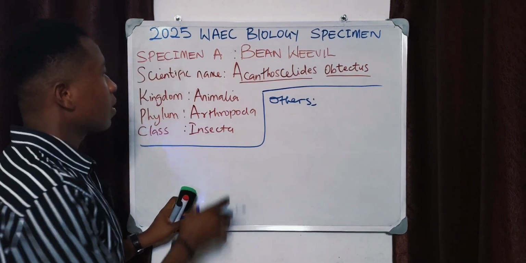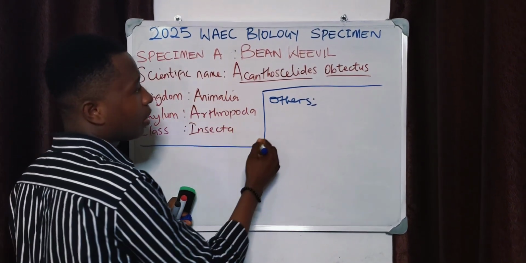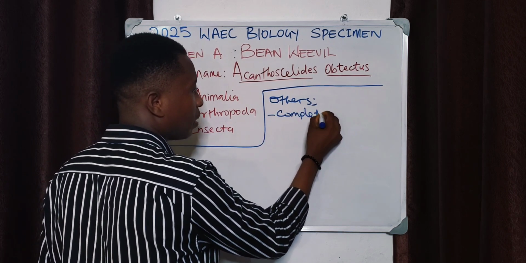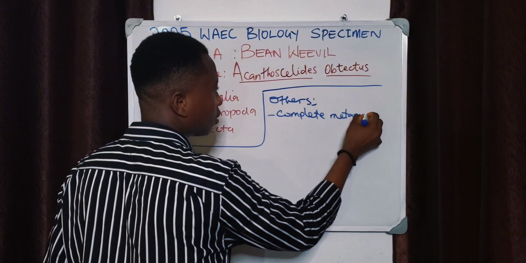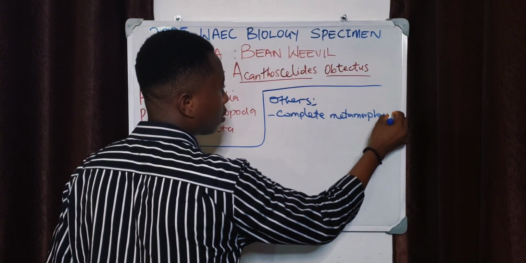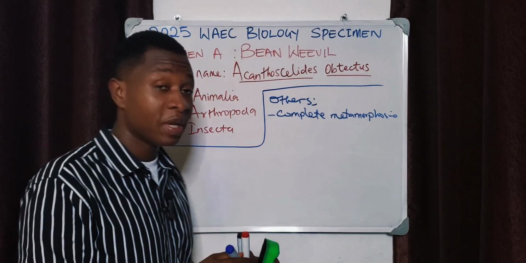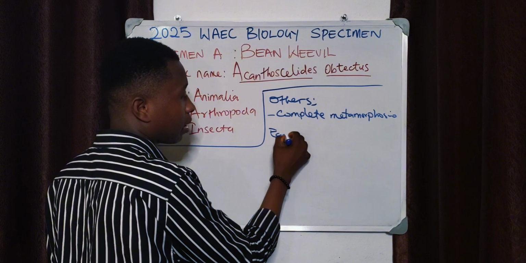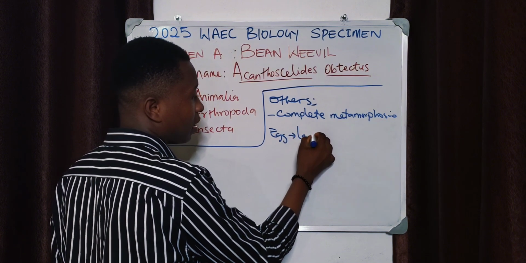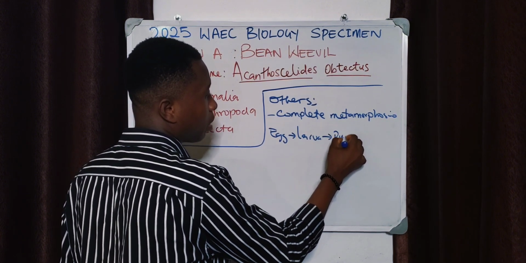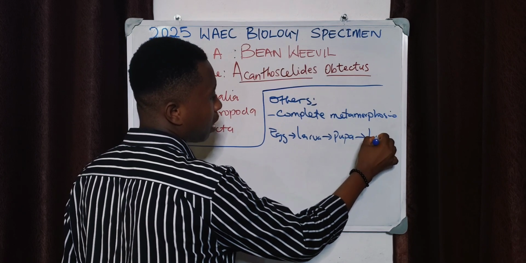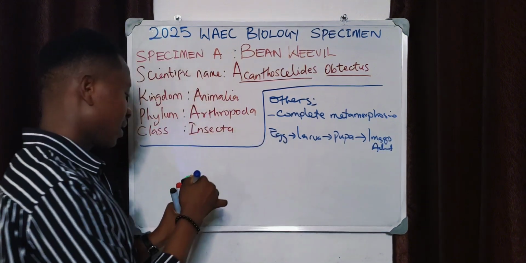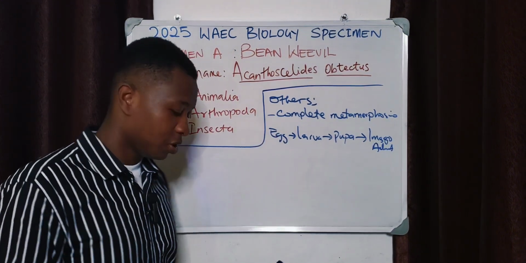And what is that? This particular specimen exhibits complete metamorphosis. So, in case you are asked, it exhibits complete metamorphosis. That means it goes from the egg to larva to pupa and to the imago, or you can say adult. So that's that. This exhibits complete metamorphosis.